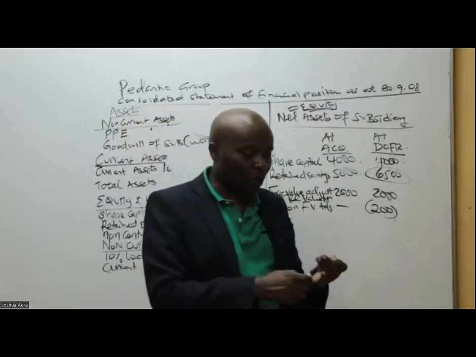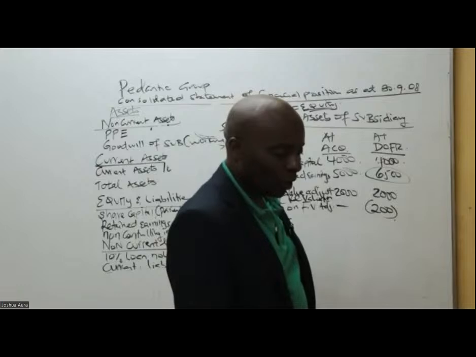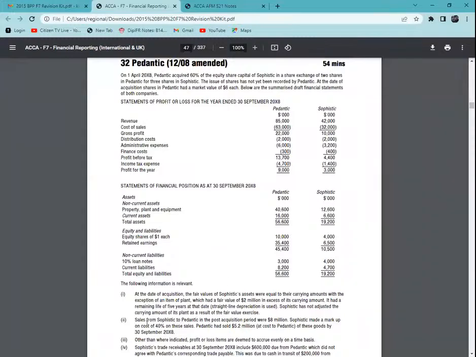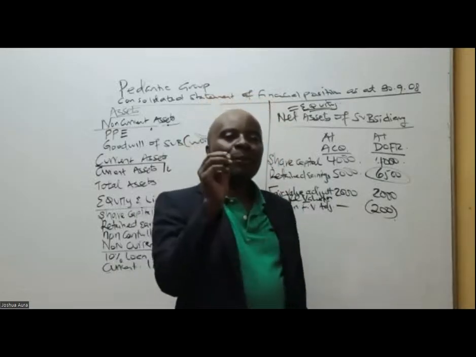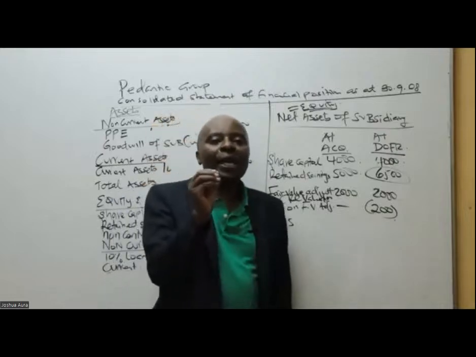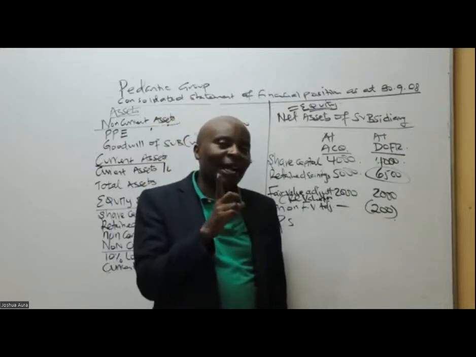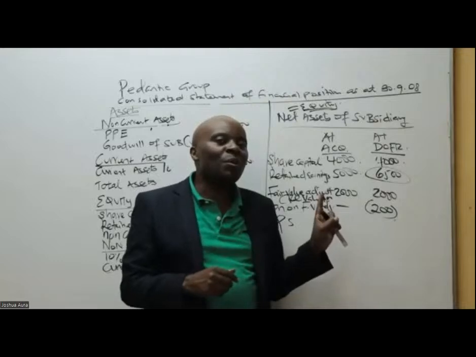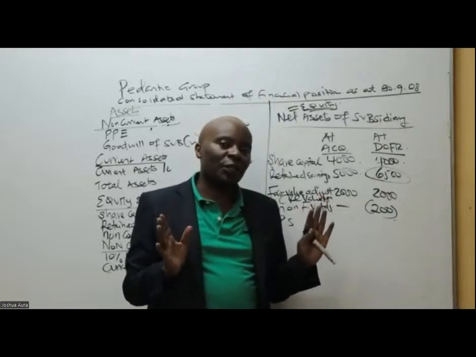So let's go back to the question. Who sold to the other? What are we told, ladies and gentlemen? Look at this: sales from Sophistic to Pedantic. Sophistic is the subsidiary, and it sold to the parent. So it's an upward transaction. If it's an upward transaction, then the UPS has to be brought into the subsidiary. Otherwise, we don't bring the UPS into the net assets of the subsidiary.